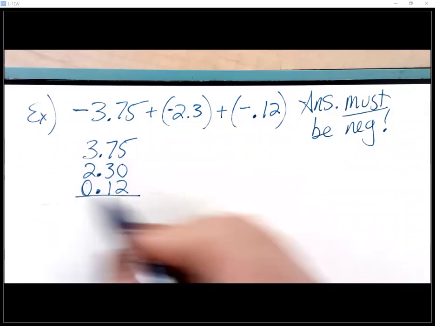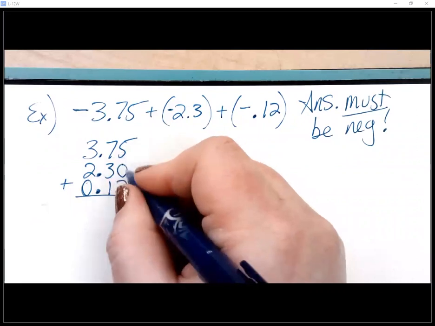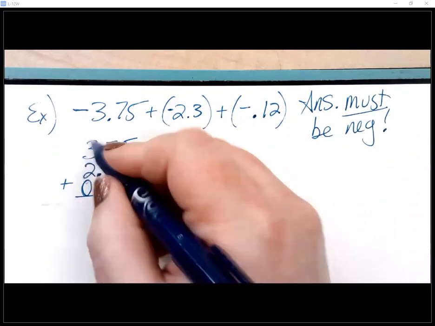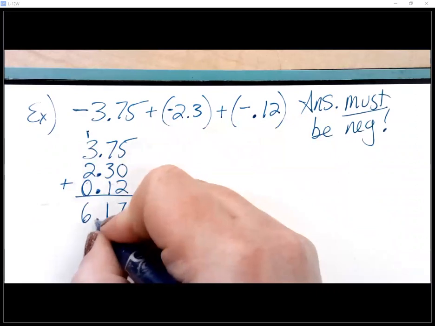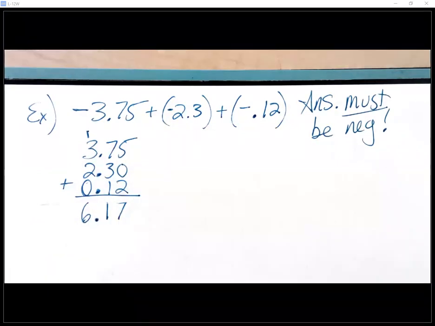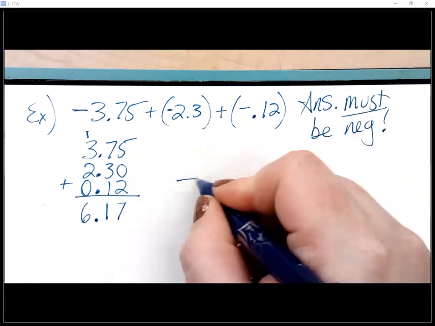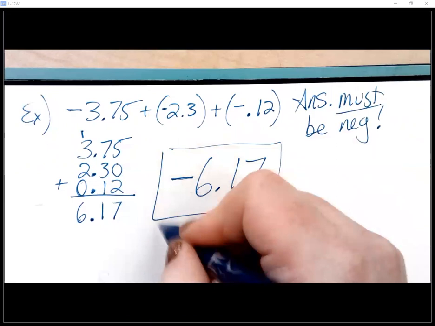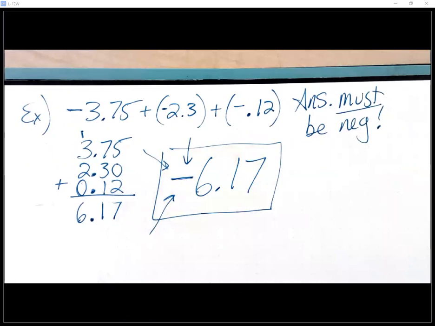And I'm just gonna add straight down. So I get 5 plus 0 plus 2 is 7. 10, that's 11, right? So 1, carry the 1 over. 6. Bring that decimal straight down. So my answer is just going to be a negative 6.17. Make sure you notice you've got that negative in there. That's a big deal. All right, well, that's great.